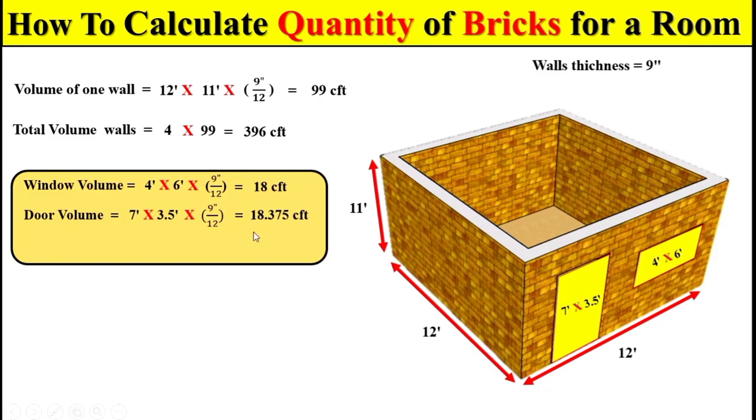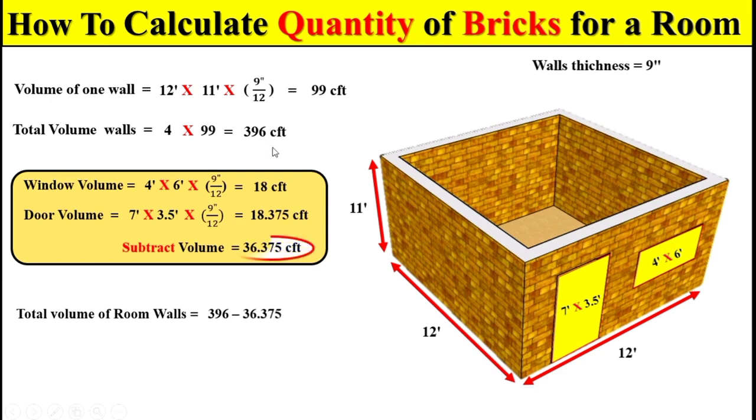Now dear students, if we add these two volumes, we can get the total subtract volume of 36.375 cubic feet. And now dear students, if you want to calculate the total net volume of these 4 walls, we take the total volume of these 4 walls, which is 396 cubic feet, and we subtract this volume, so we can get the total net volume of this brickwork.